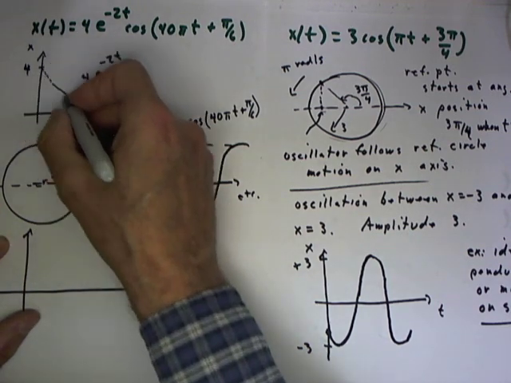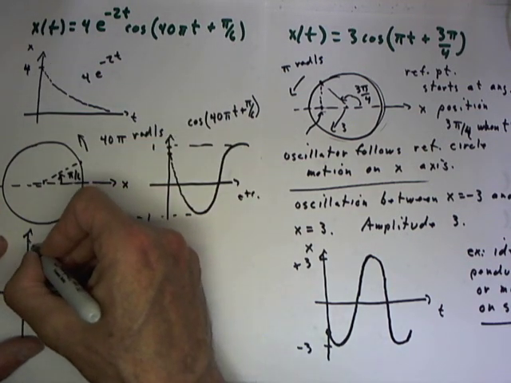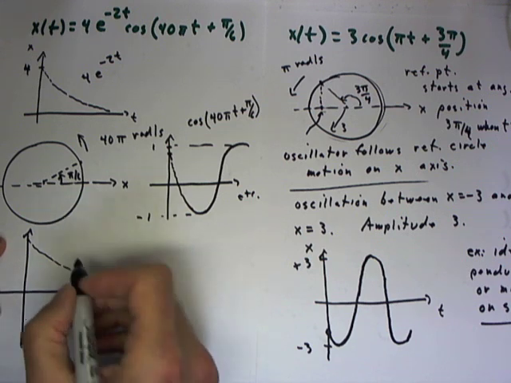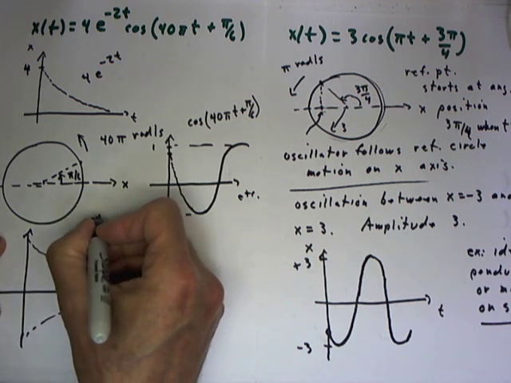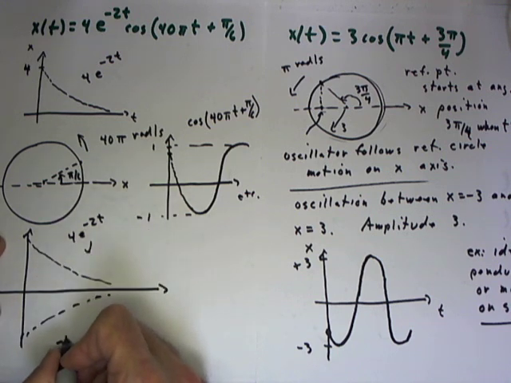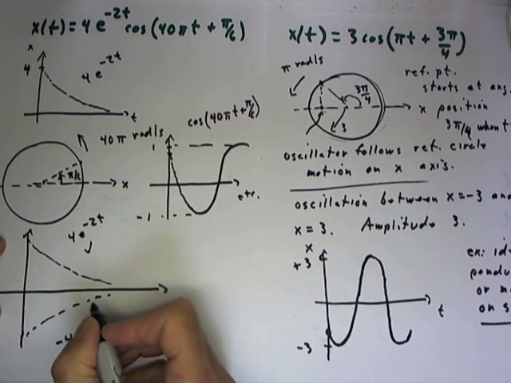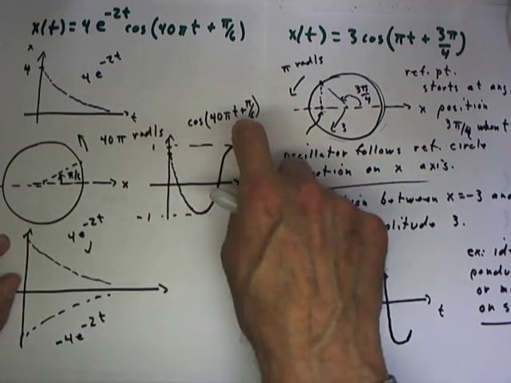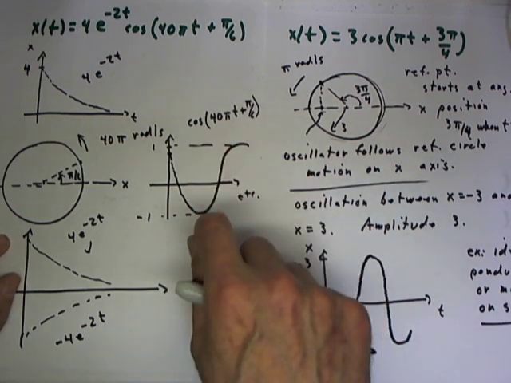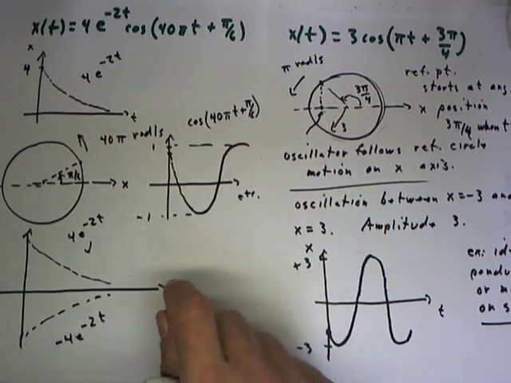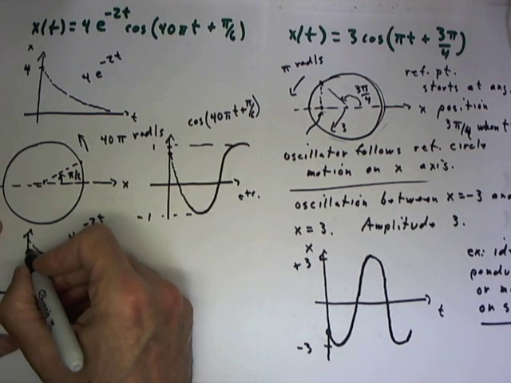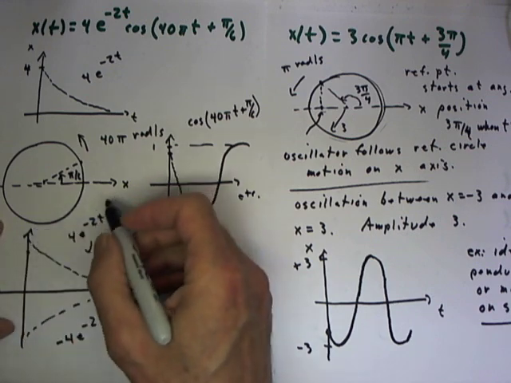But if we take our function 4e to the negative 2t, and then the function negative 4e to the negative 2t. So here's 4e to the negative 2t. Here's negative 4e to the negative 2t. Now, why would I plot the negative and the positive? Well, we're going to multiply this function by a cosine that alternates between negative and positive values. The result of the process is going to be a function that looks something like this.